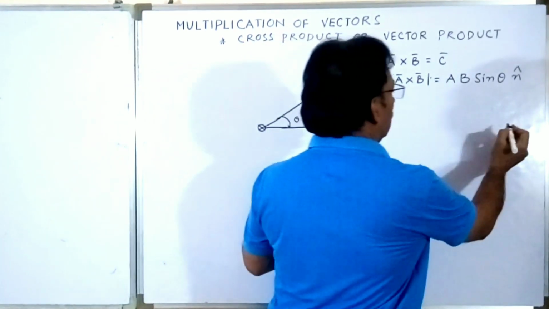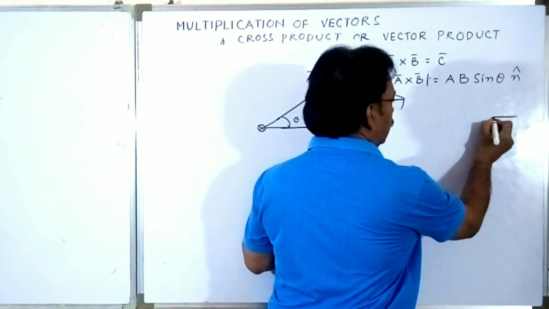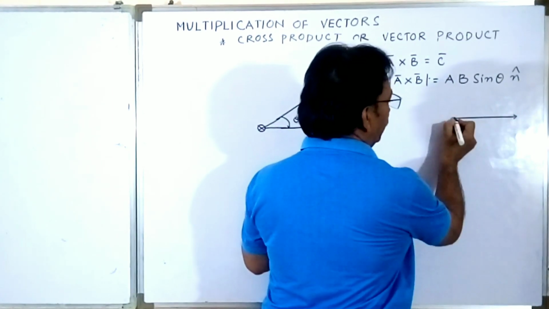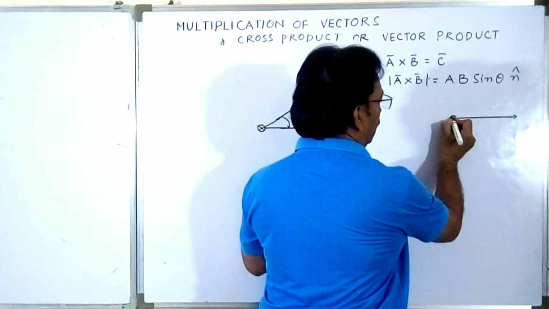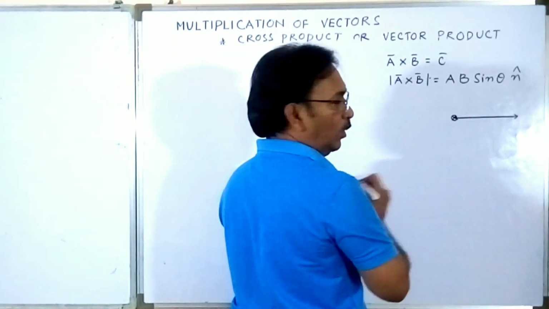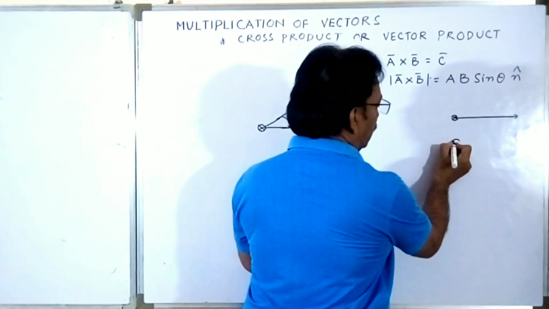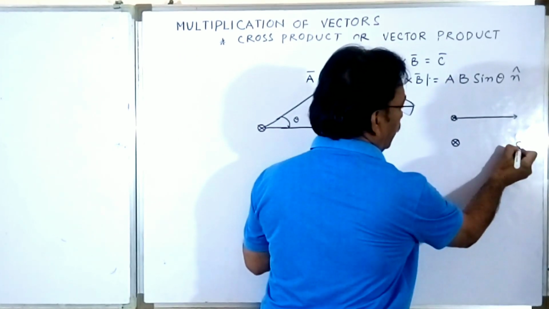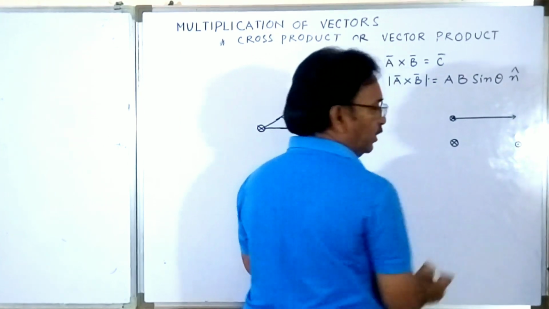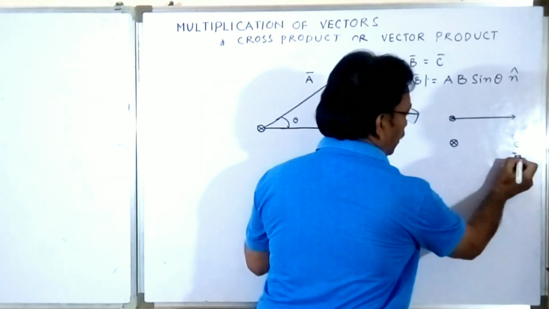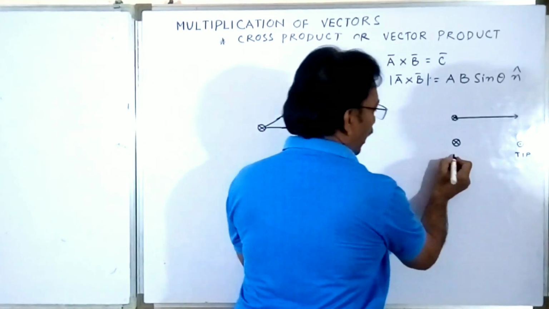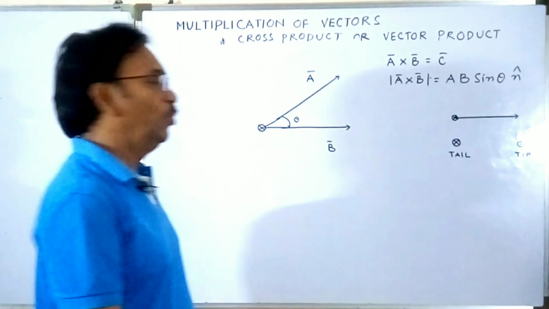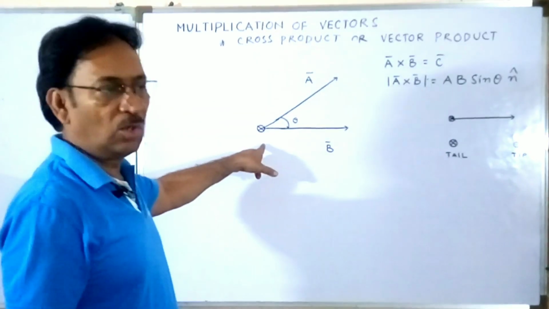Generally, an arrow is drawn like this. Here it is the tip and it is the tail. When we are representing the tail, we go with a cross, and if we put a dot here, it is the tip. It is the tip of the arrow and it is the tail of the arrow. I hope you are understanding. That's why I put a cross here.